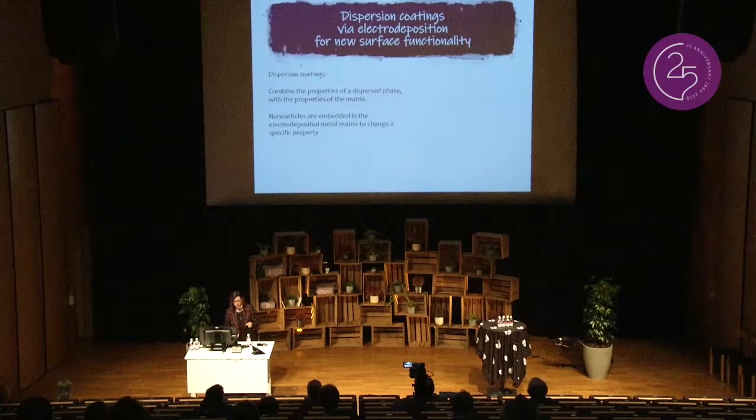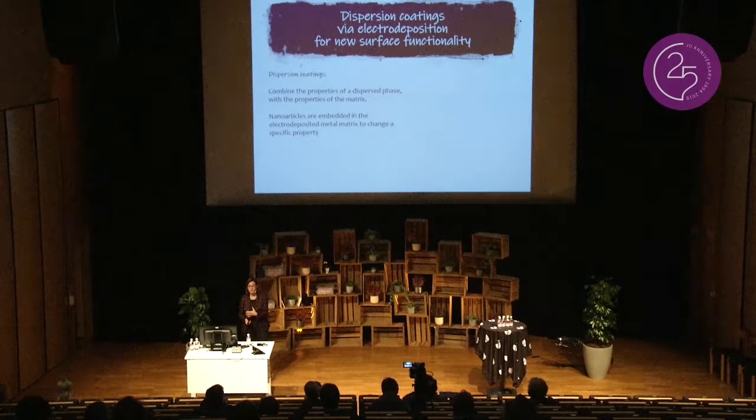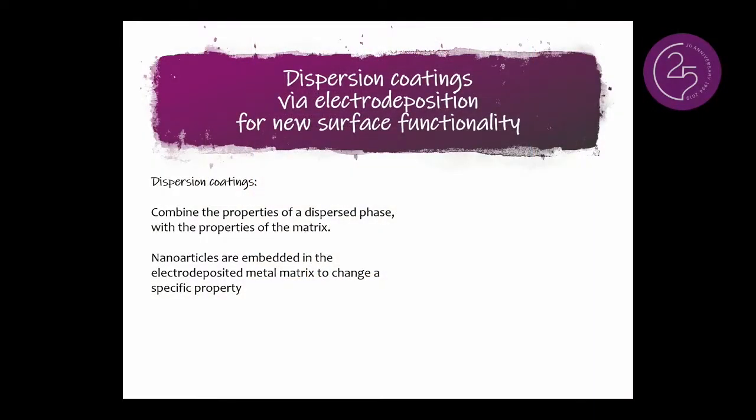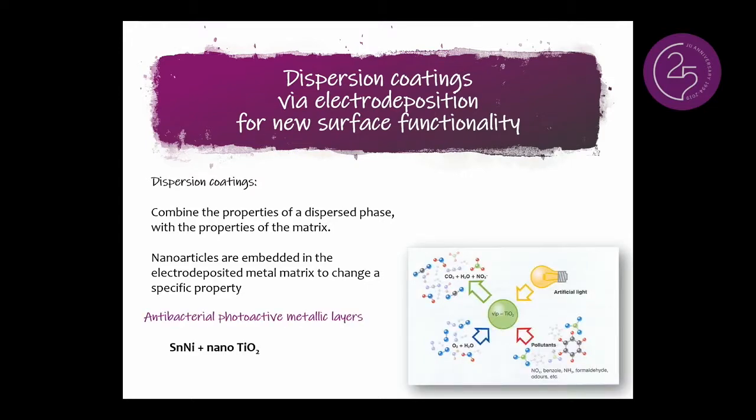So if I want to give you one example that comes from my own research, I can talk about dispersion coating produced by electrodeposition. And these are results that come from the research run here at Jönköping. Dispersion coatings are those coatings that combine two materials, a metallic matrix with a dispersed phase. And in this project, we produce antibacterial photoactive metal layers.